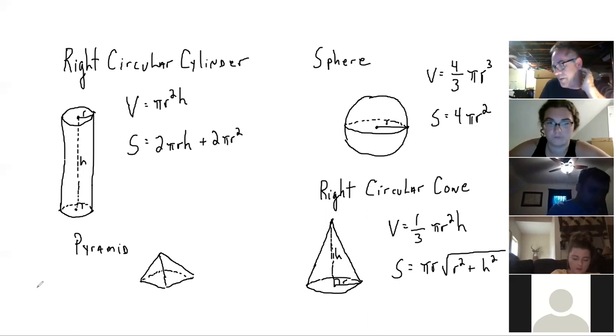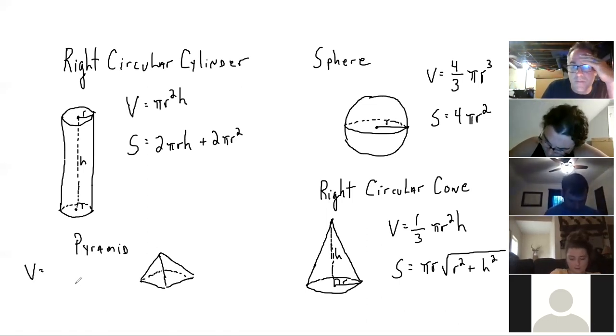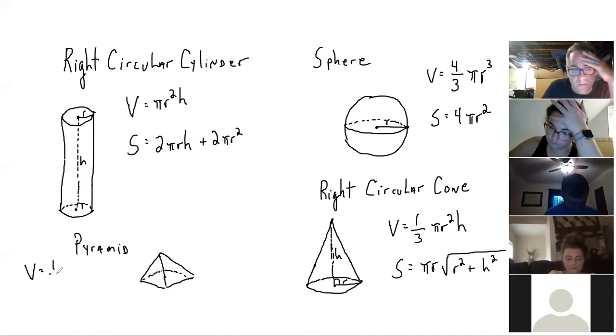So we're only going to look at the volume of this thing. We're not going to consider a surface area formula because there's so much variation. But the volume will be 1/3, so it's kind of like a cone. But then we're going to say capital B times H. Now H is still from the top point down, hitting that base perpendicularly, and that's your height.